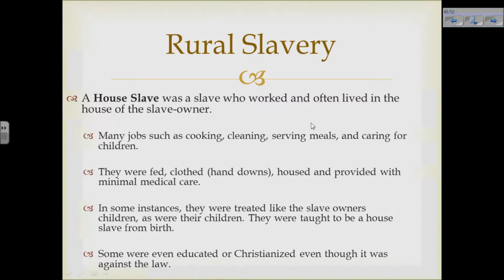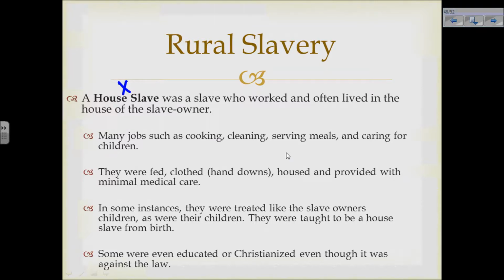Now, also in rural slavery, you would have the concept known as a house slave, which is right up here in bold. A house slave was a slave who worked and often lived in the house of the slave owner, and they would practically do everything: cooking, cleaning, serving meals, and caring for the children. And because they worked in close connection with the owners, they were often fed better than field slaves. They were clothed. It was usually hand-down clothes. They were housed, and they were provided with minimal medical care.